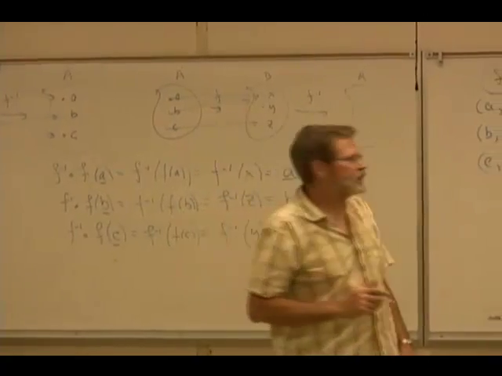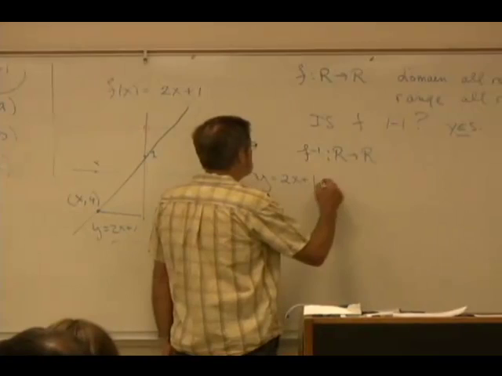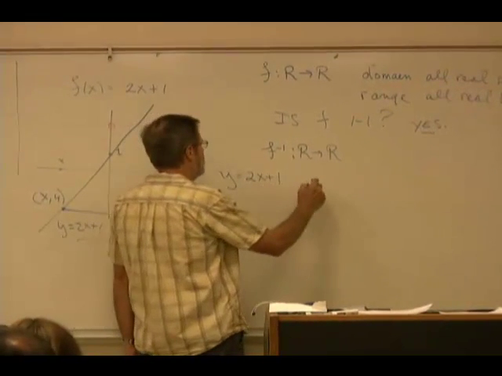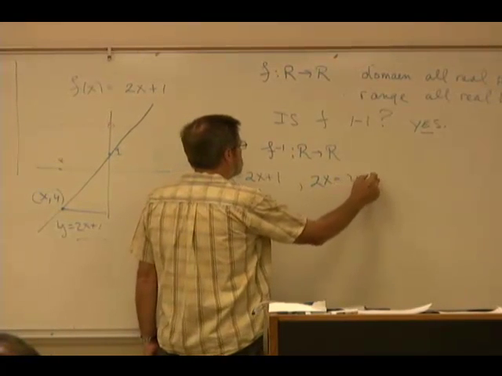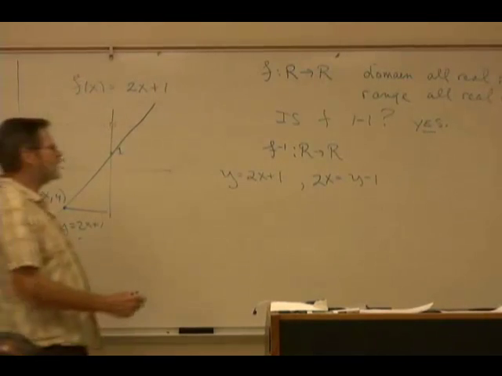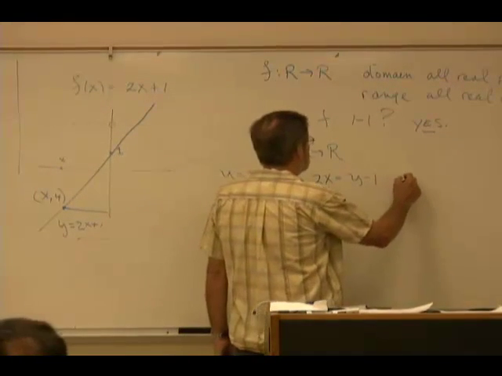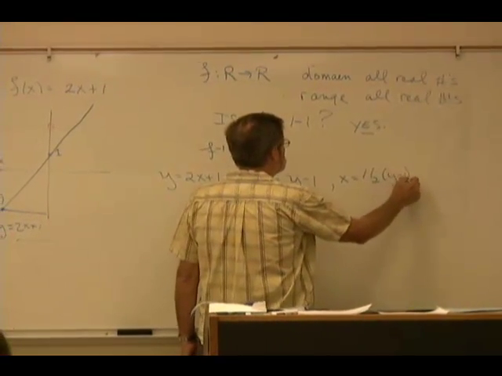I want to solve this equation for x. And so I can subtract 1 from both sides to write this as y minus 1 equals 2x. And I can divide by 2 to write this as x equals 1/2 times y minus 1.